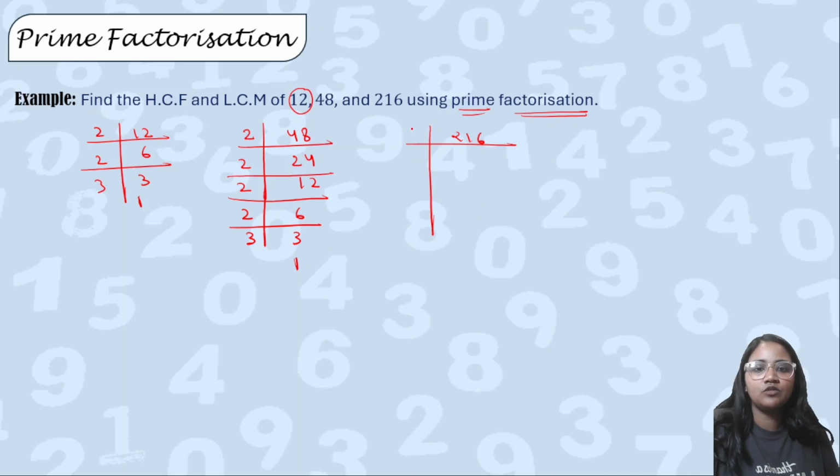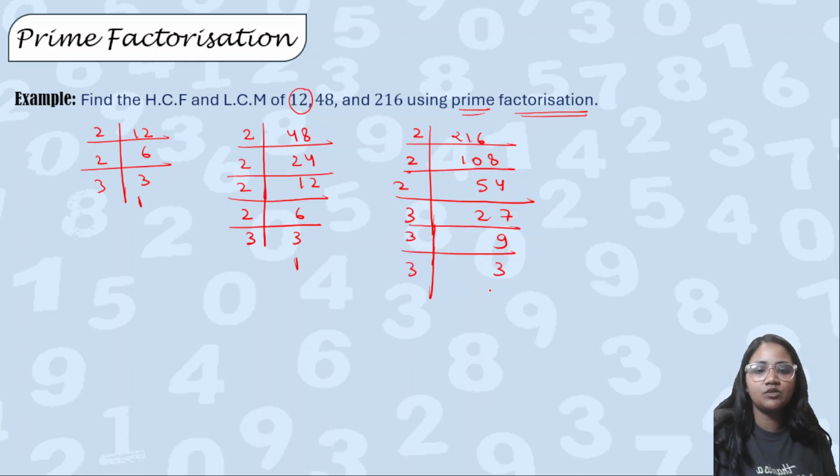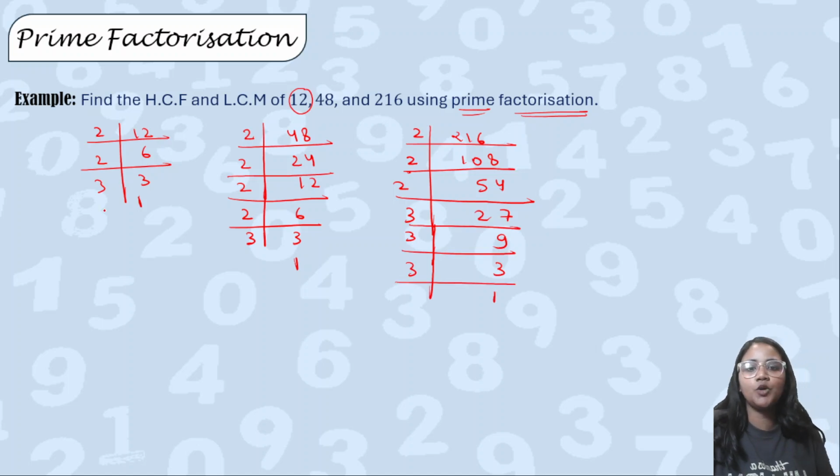216. Let's see. 2 times 108, 2 times 54. Then again 2 times 27. Now this is 3 times 9, right? Then this is 3 times 3 and then 3 times 1. I hope it is clear.